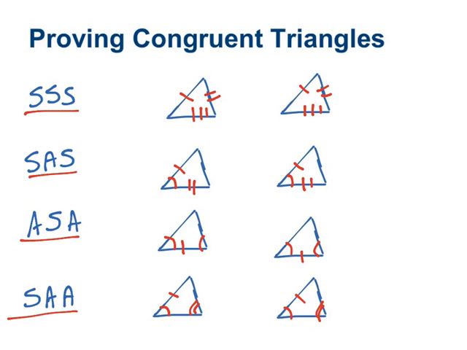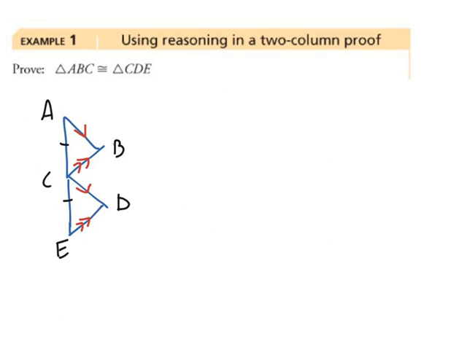Let's take a look at our next example. In this example, we'll prove that triangle ABC is congruent to triangle CDE. What's also given in this picture, there is some information. What's given is that we know that there are sides that are equivalent.